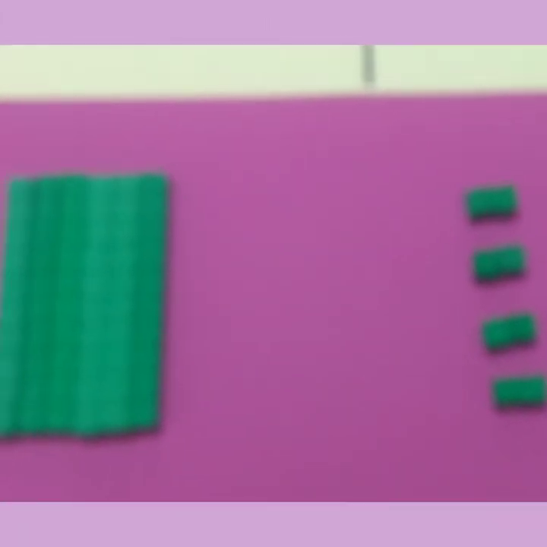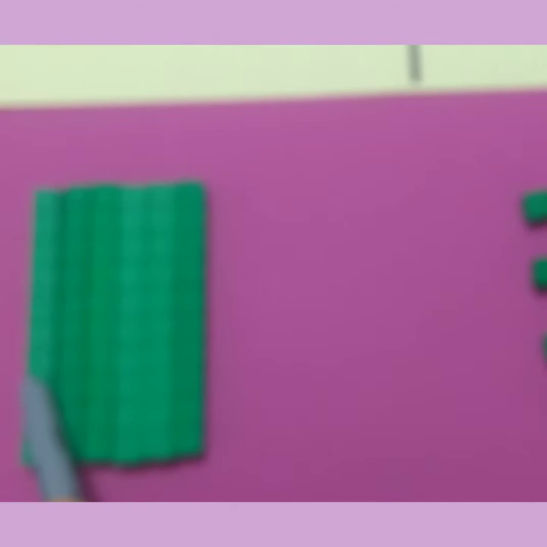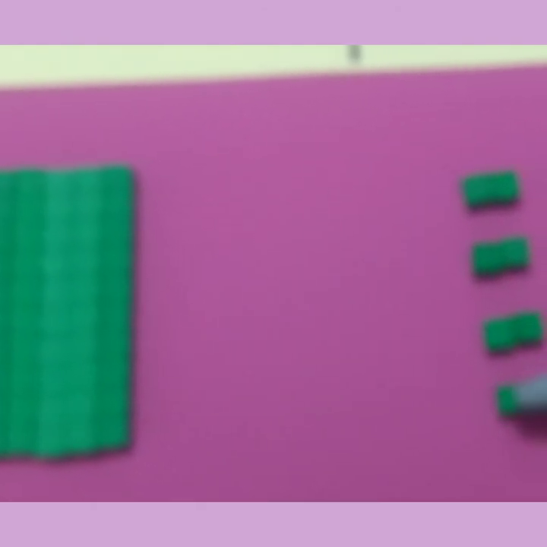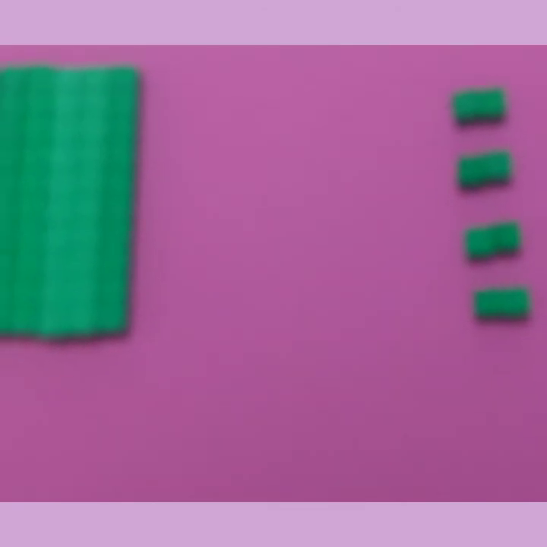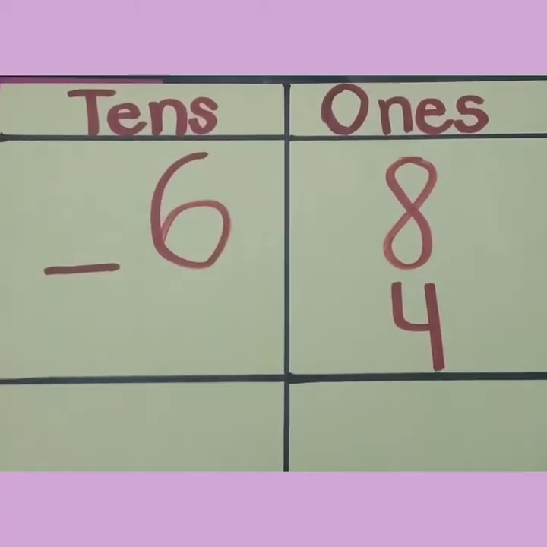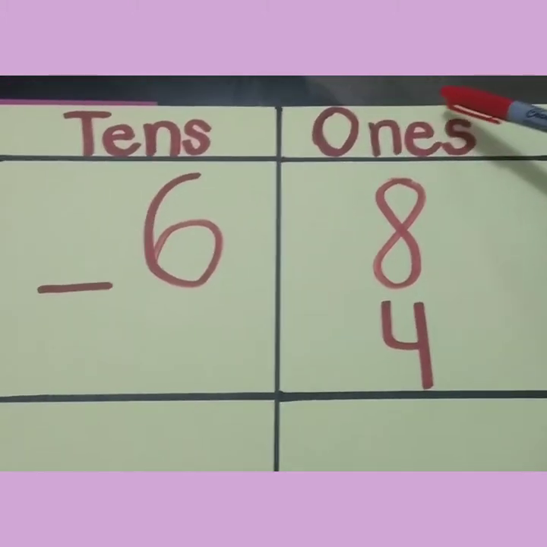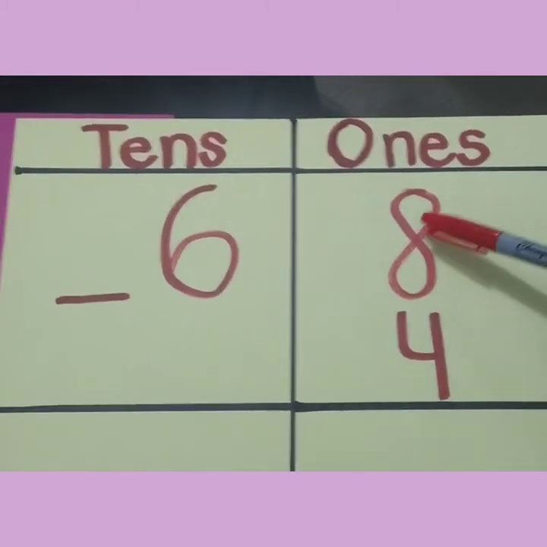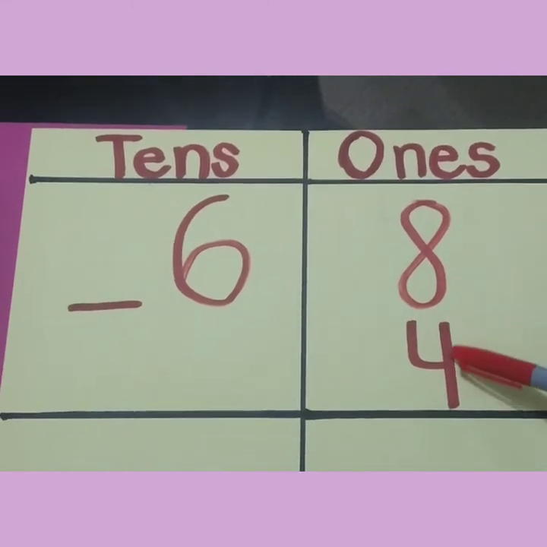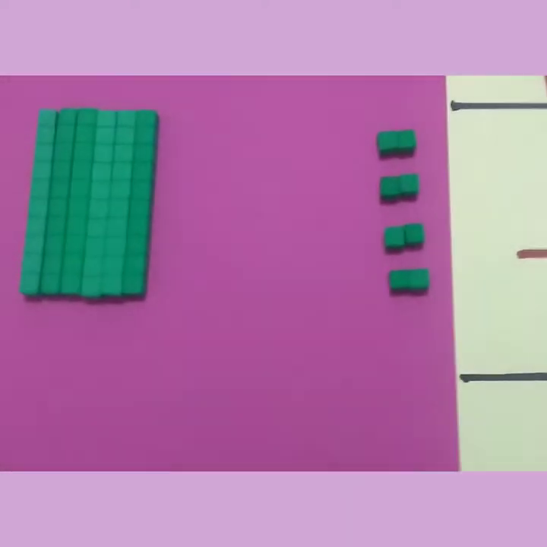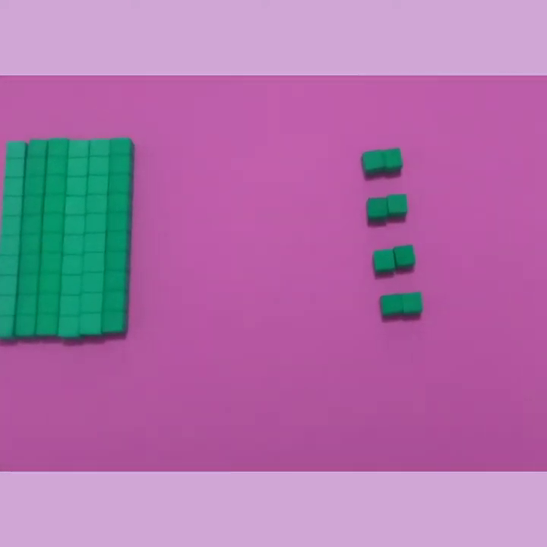Here we have 6 bars of tens: 1, 2, 3, 4, 5, and 6, and 1, 2, 3, 4, 5, 6, 7, 8 ones. So the idea in this case is that we can start to solve this subtraction by the ones place. Here we have 8 and here we have 4 ones. So we are going to use the manipulative to show what you have to do in this case.